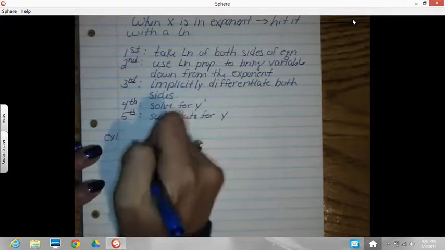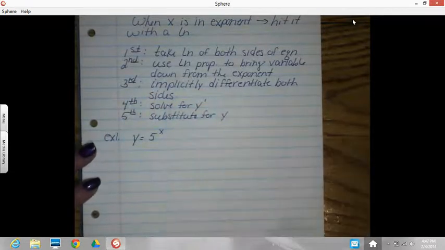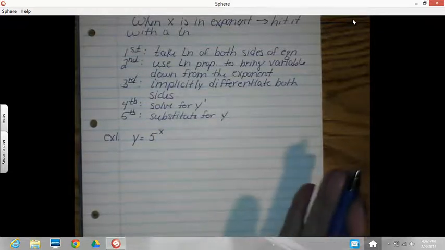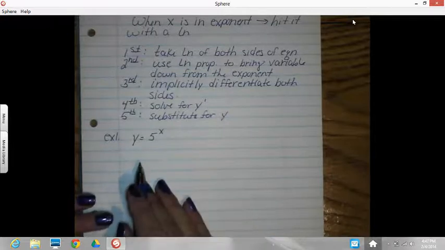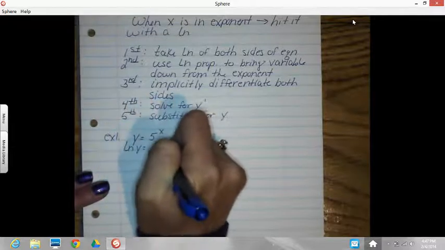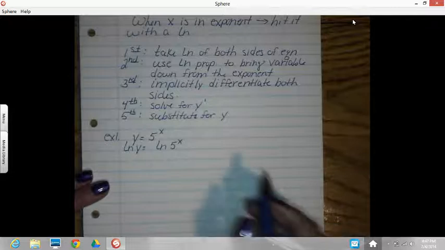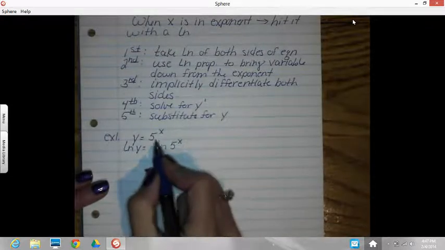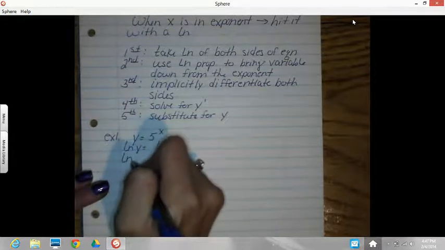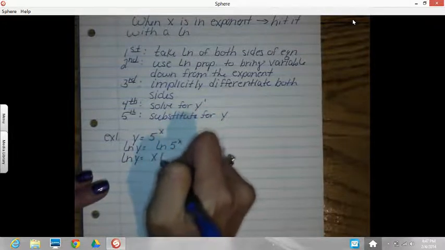If I had y equals 5 to the x, and I want to do derivative, okay, as soon as you see the x up in the exponent, think, oh, I don't have a rule for that. I've got to get it down out of the exponent. Hit it with a log on both sides. So the first step, do natural log on both sides. Then you can use that property of logs that lets you bring the exponent down in front of the log word as a multiplier. So this side's going to stay natural log of y. Now I can bring the exponent down, and it's x times the natural log of 5.